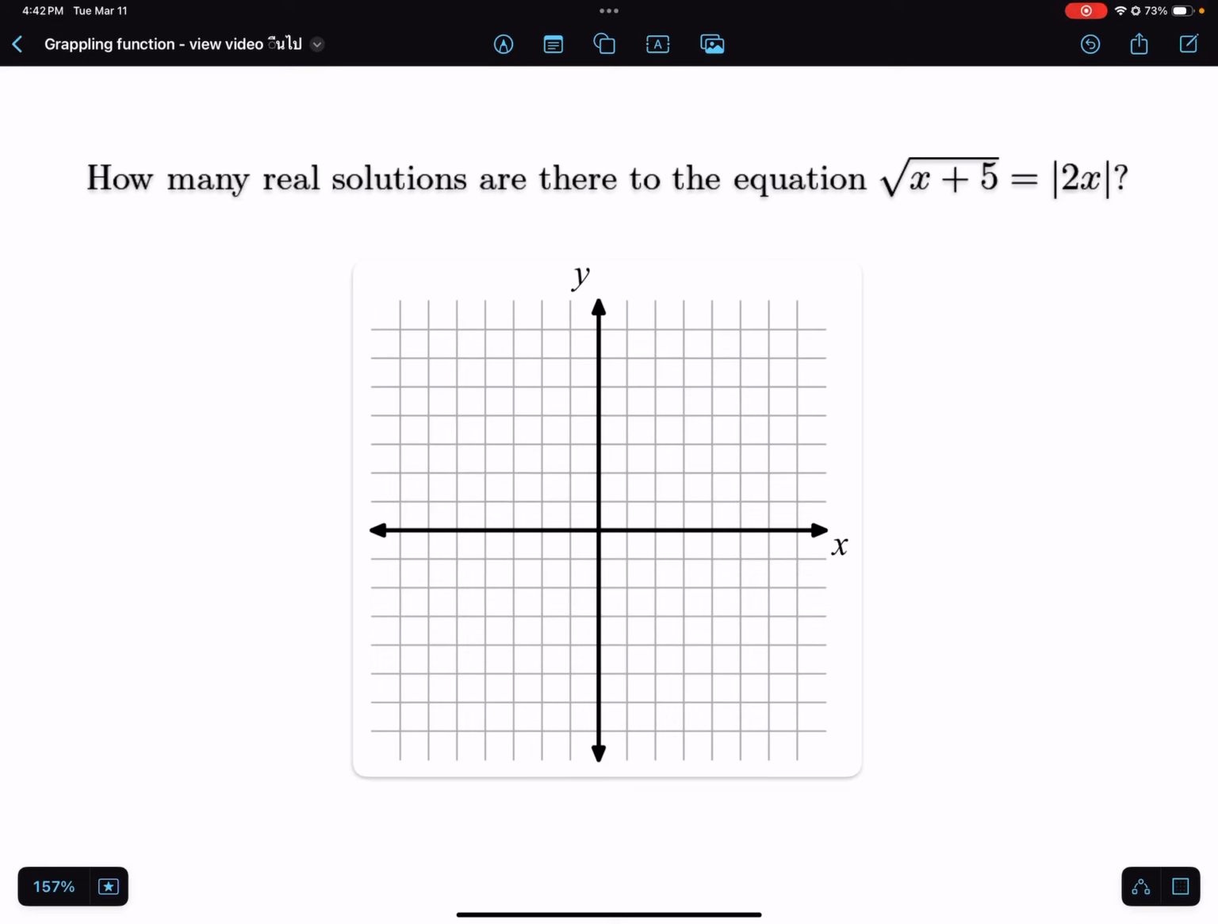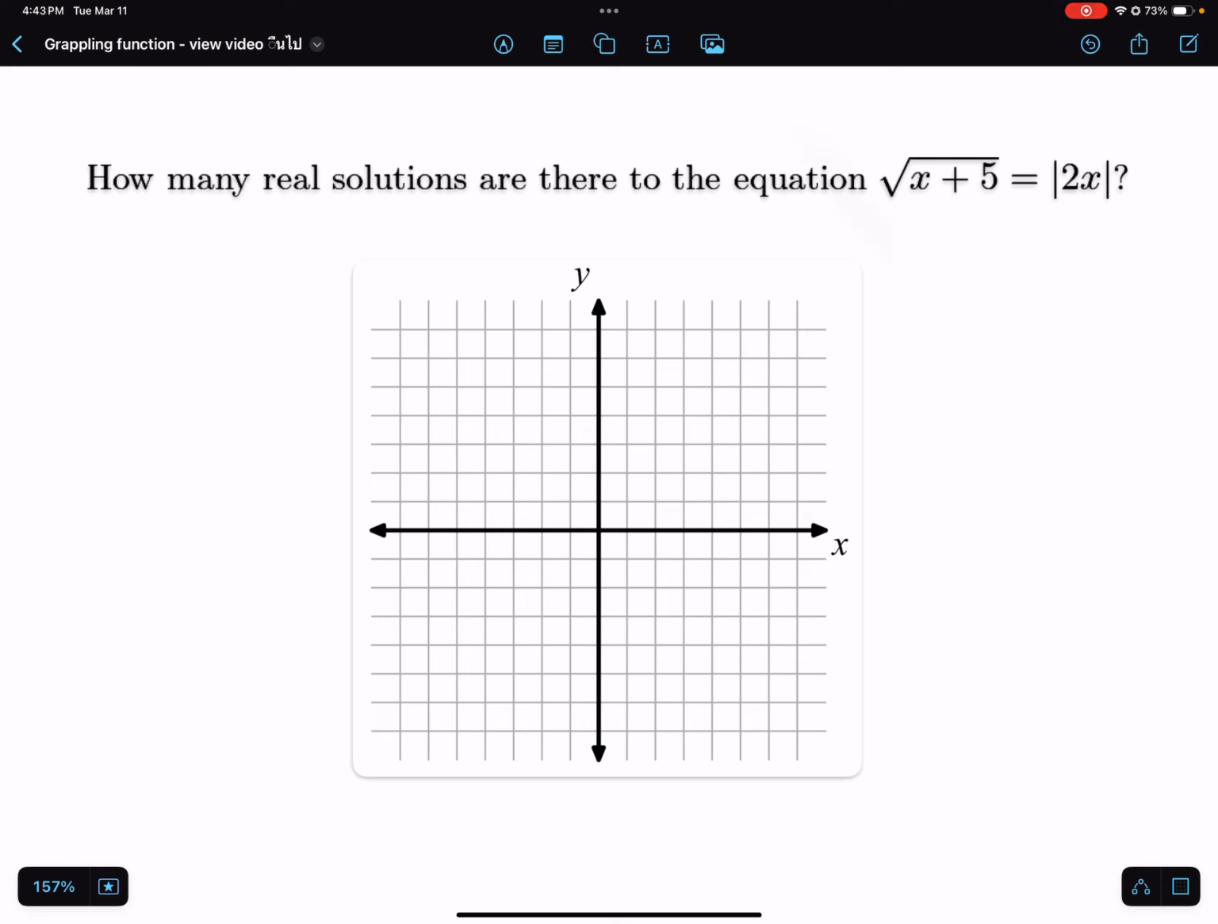In this video, we're going to be solving this problem and discussing how to solve it on graphing functions and transformation of functions under Algebra 1. The problem statement says, how many real solutions are there to the equation square root of x plus 5 equals absolute value of 2x? Okay, so basically what we have here is two functions.